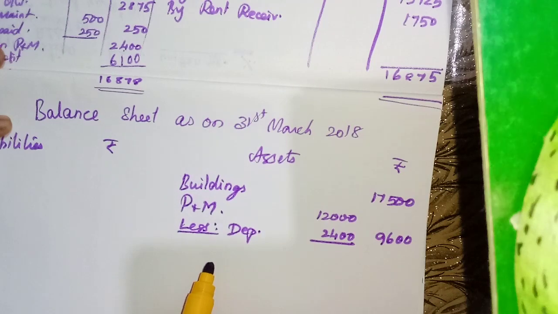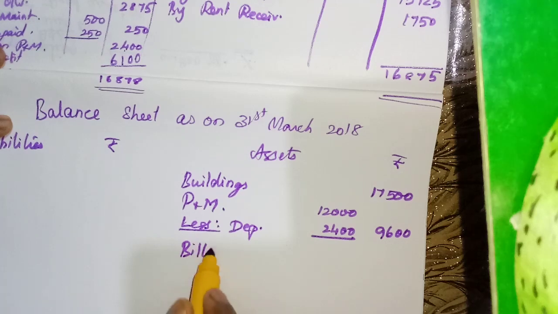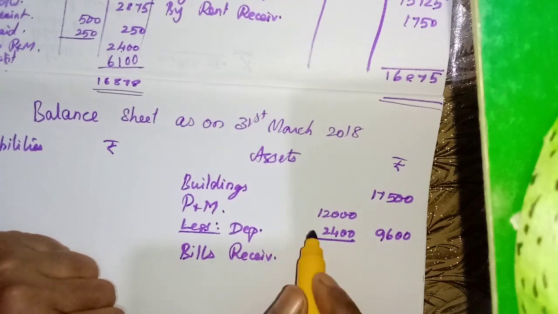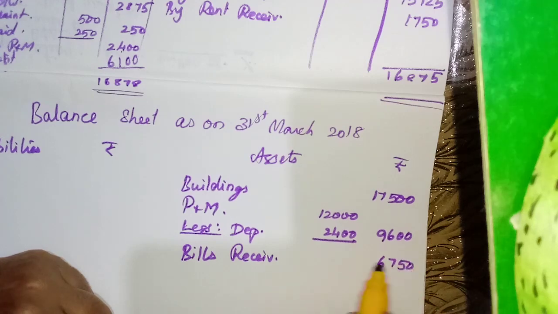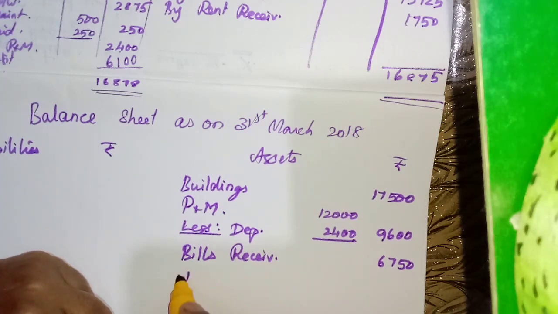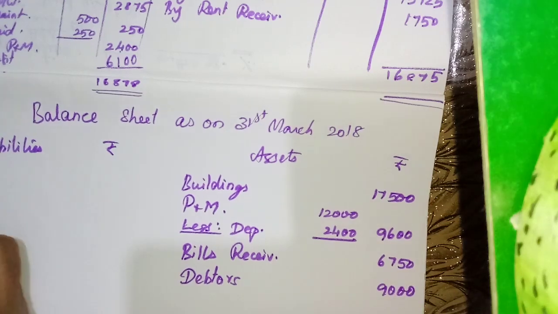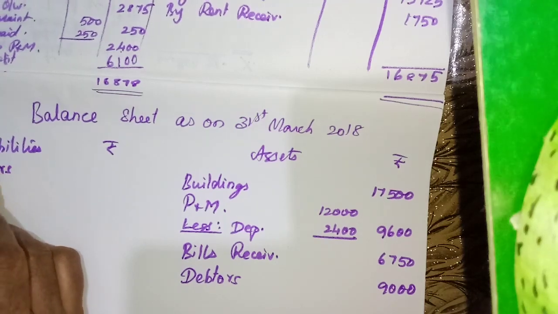Then purchases, cash purchase, credit purchase we have entered, sales entered. Now bills receivable. All the trial balance items will appear once in the final accounts. Bills receivable 6,750. Coal, water, office expense, rent received, carriage outward, repairs, maintenance, wages, everything is entered. Now debtors. Debtors 9,000. Immediately we will write the creditors here, otherwise we may forget. Creditors 8,500.